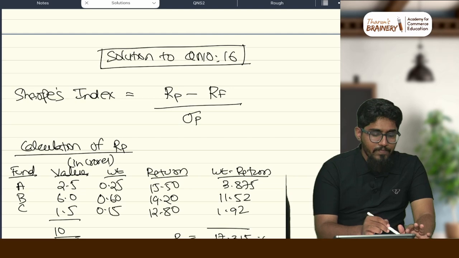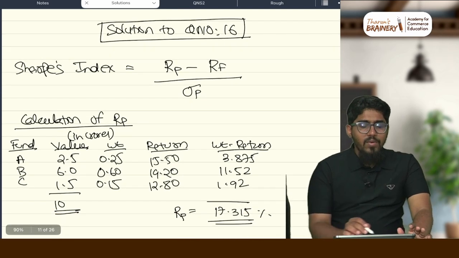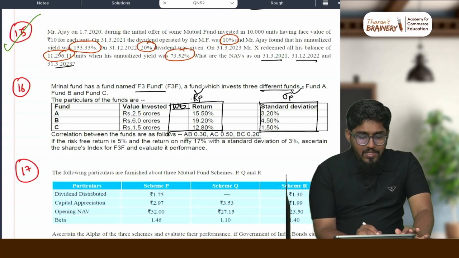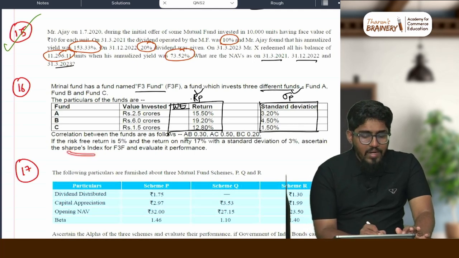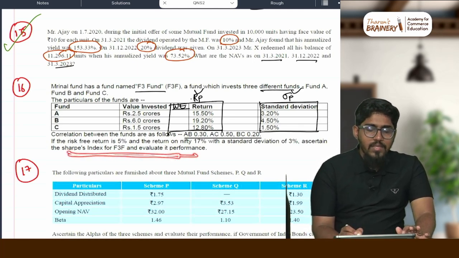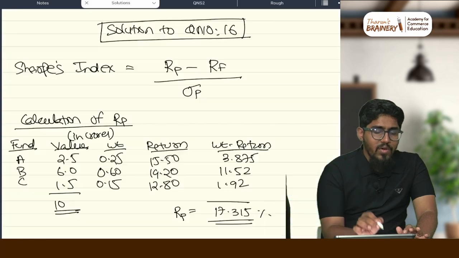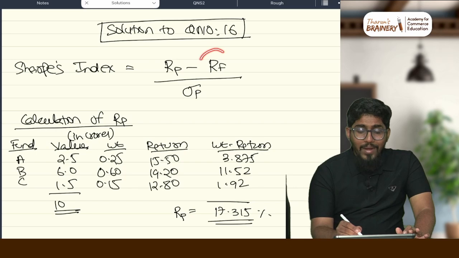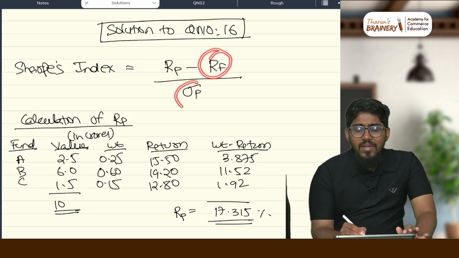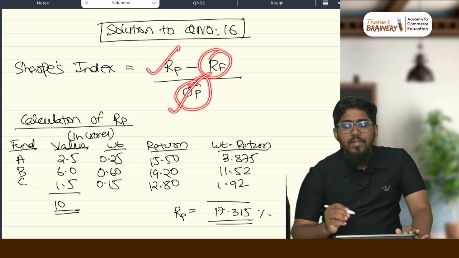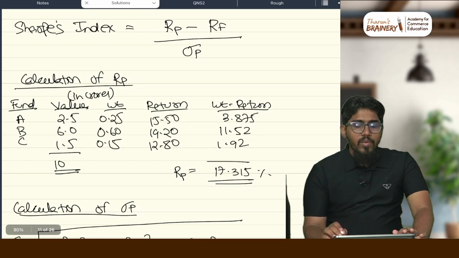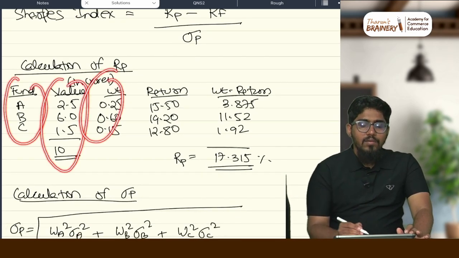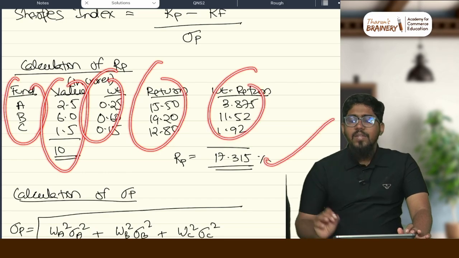Question number 16. Sir, what is the formula for Sharpe index? The requirement is to ascertain the Sharpe index. The formula is return from the portfolio minus risk-free rate divided by risk of the portfolio. Now we have to calculate this and this. Calculation of return from the portfolio: fund, value, weight, return, weighted return. This is the return from the portfolio.